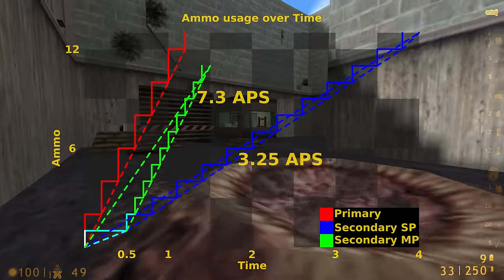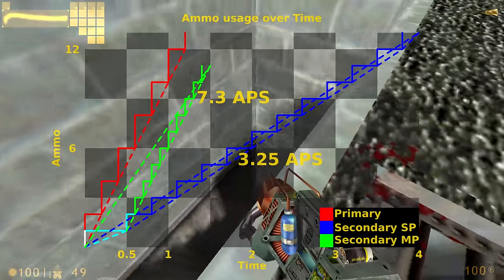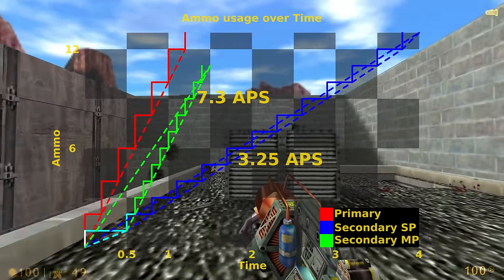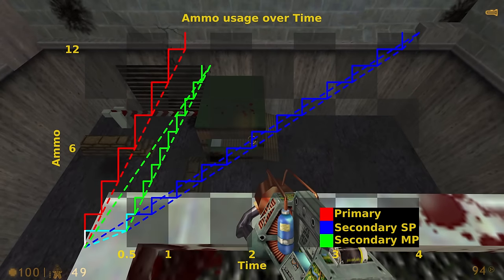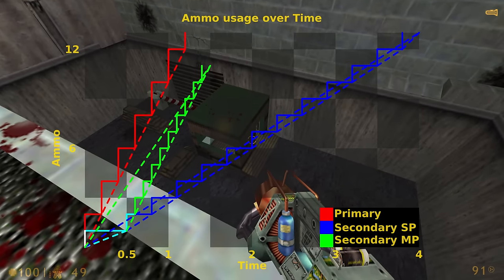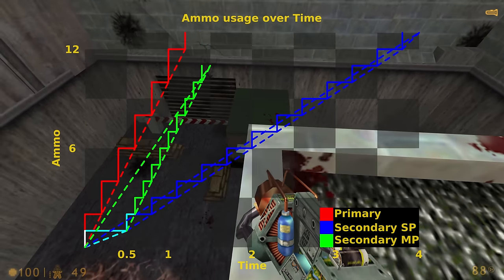When trying to conserve ammo, you want this number to be as low as possible. Remember, damage increases linearly with charge time, not the amount of ammo used. The initial half second of charging consumes less ammo per second than the rest of the charge. In terms of ammo efficiency, half second charges are clearly superior in single and multiplayer.